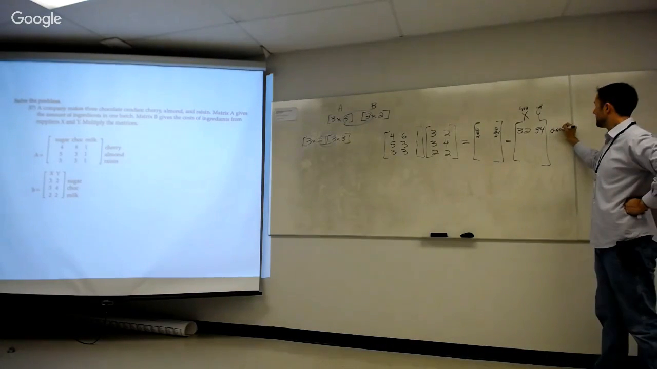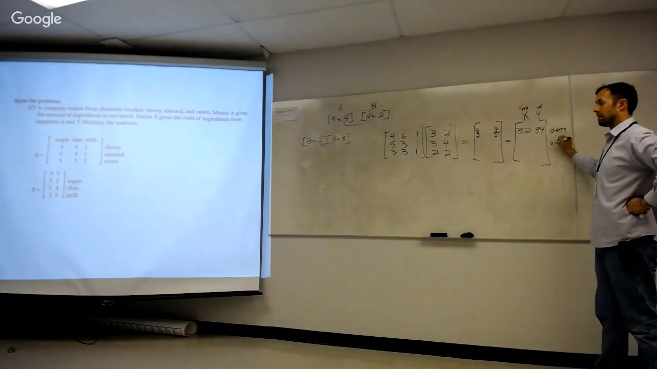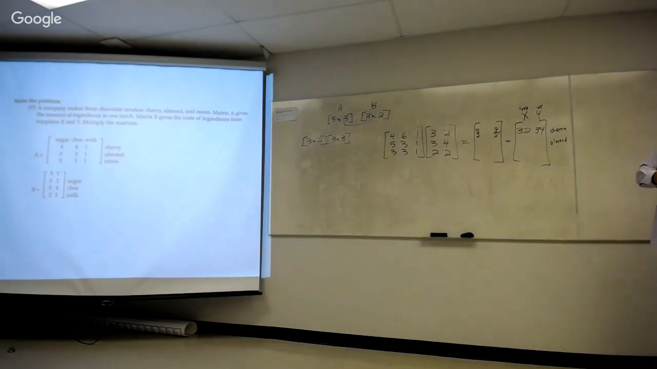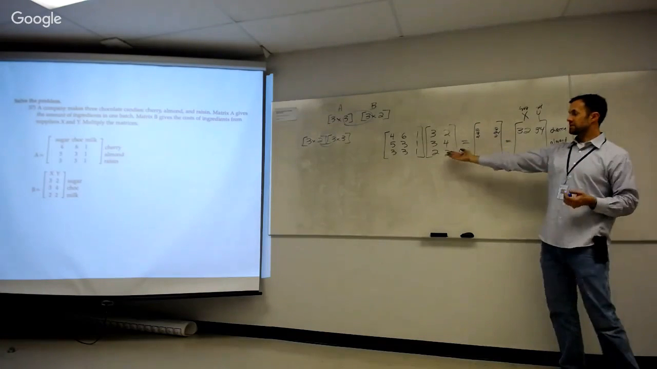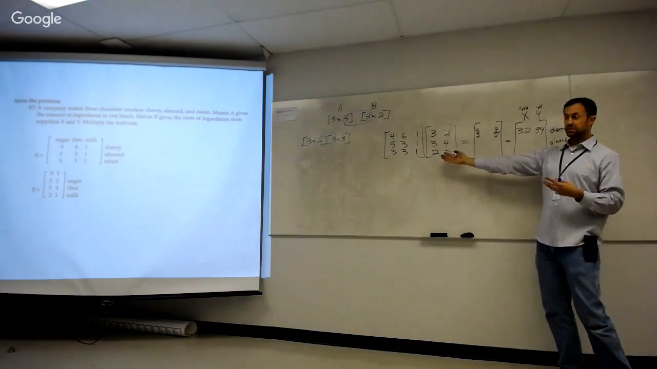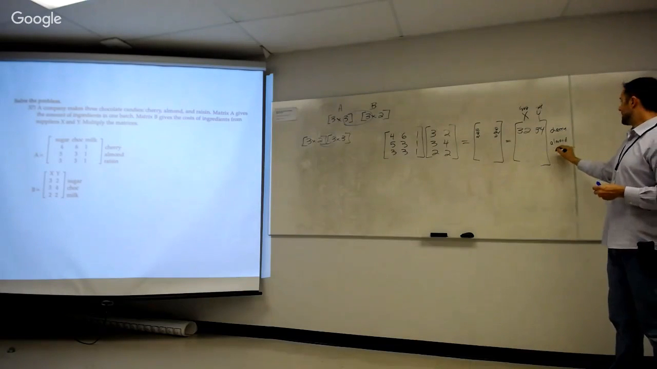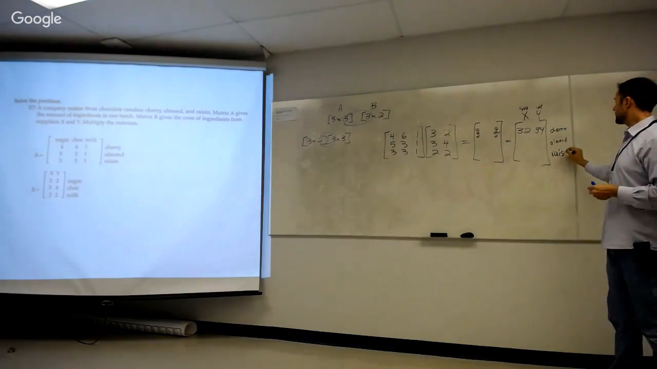So cherry. Is it going to be that, or is it going to be the ingredients? Yeah, I was going to say, is that the cost of everything? Matrix B gives the cost of the ingredients. It's the cost of the ingredients. It's going to be the cost of the actual... because we already know the cost of the ingredients. They already told us the cost of the ingredients. We don't need the cost of the ingredients. We need the cost of the chocolate. And so, there we go.